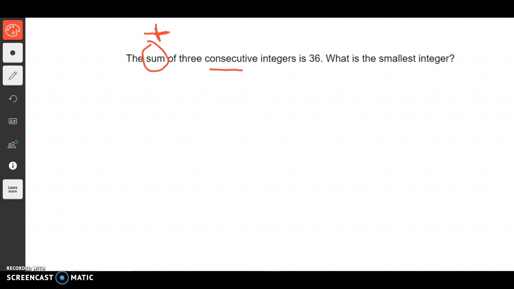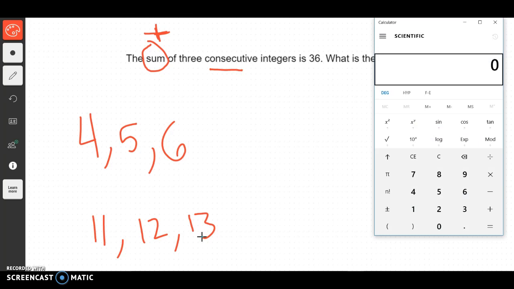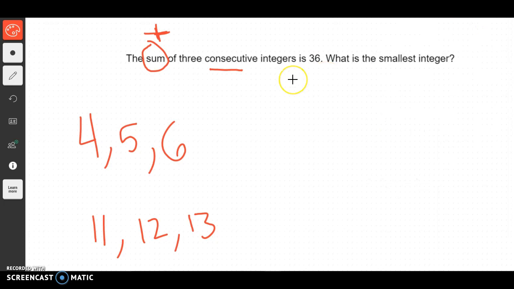The word consecutive means they come one after another, like 4, 5, and 6 would be consecutive integers because they're one after another. Or 11, 12, 13 would be consecutive integers. And they want them to add to 36. Well, if we took our first example, 4 plus 5 plus 6, it's not going to work. So we could take all these different numbers and try to add them together, but that might take a while. So instead we want to find a mathematical way of finding what these numbers are.